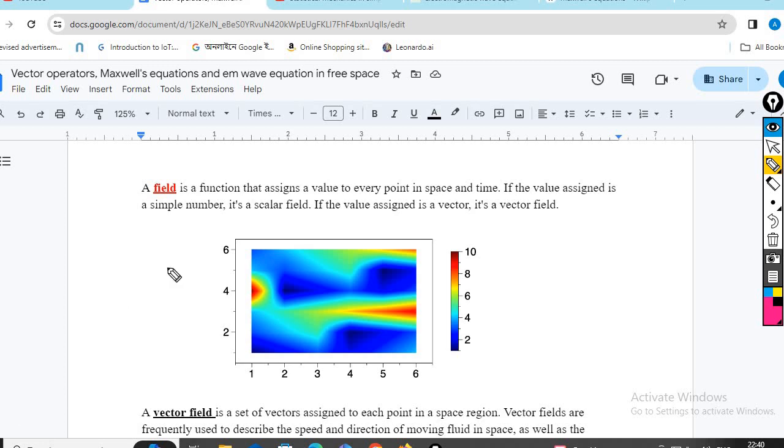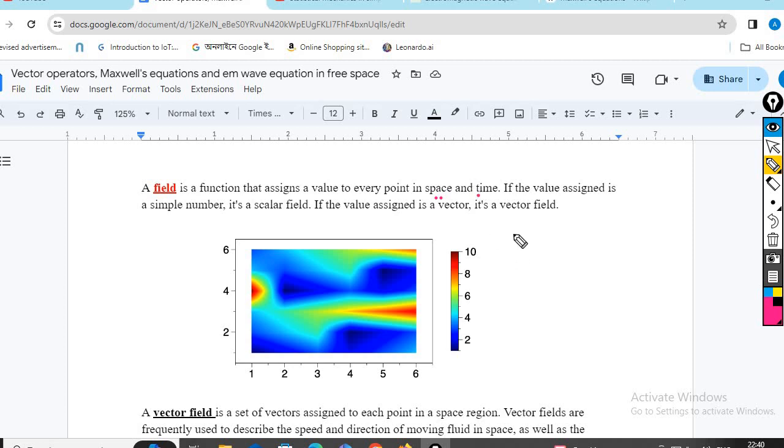Hello. Today we will discuss vector fields and Maxwell's equations, and from Maxwell's equations we will try to derive the electromagnetic wave equation. So let's start with the idea of a field first.